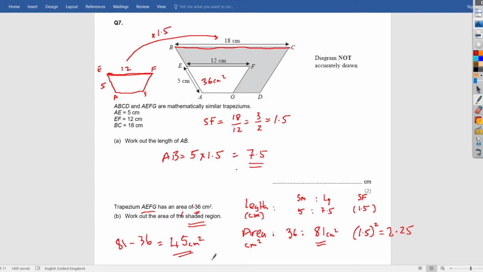Okay, so when we're doing this, the key thing to remember is that when we're working out area, the scale factor gets squared. The scale factor gets squared, because if we got a side by a side, and this was the scale factor, the scale factor was, for instance, 2.